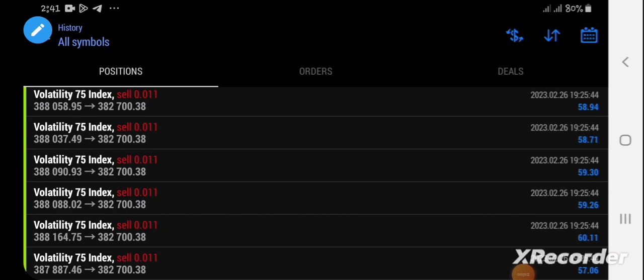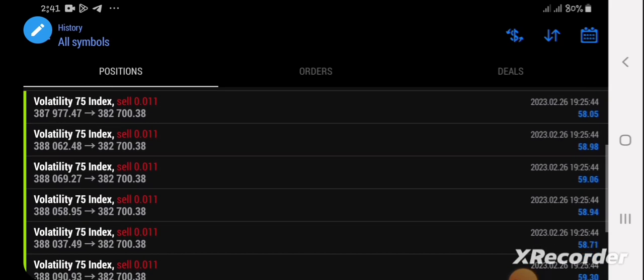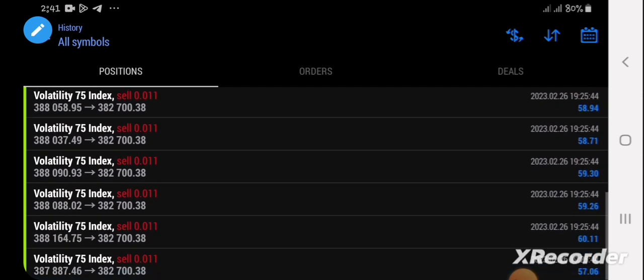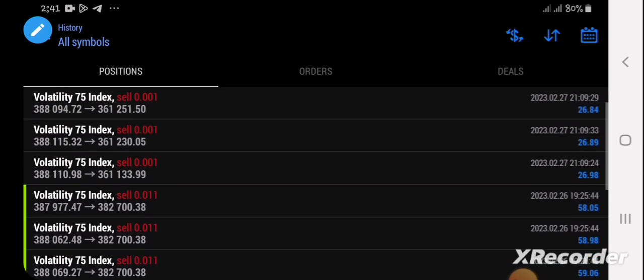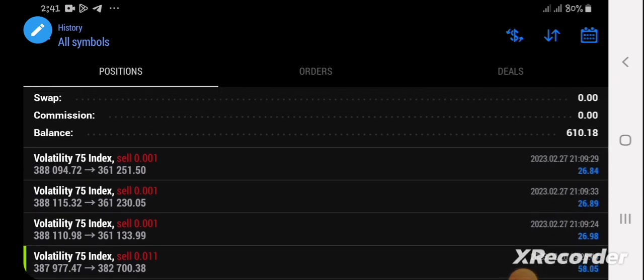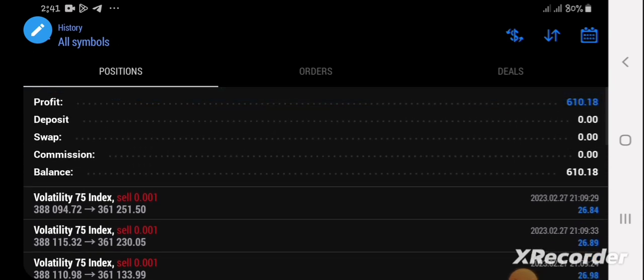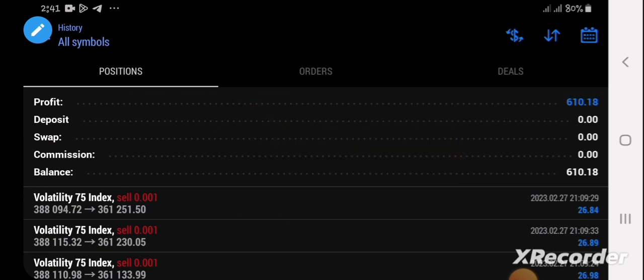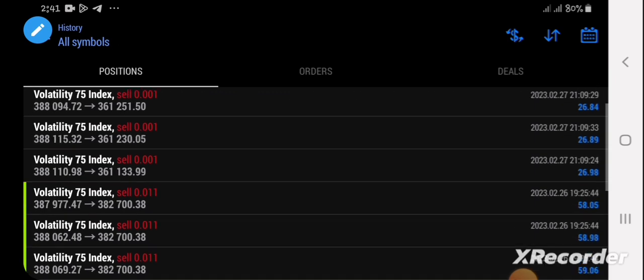Yes, superstars, we are on the MT5 chart, guys. As you can see right now at this moment, this is the profit which I managed to make with the WTB strategy, guys. You can see I managed to make almost $600 in just a single day by using the same strategy which I'm going to be showing you, guys. So let us go to the chart and we start.